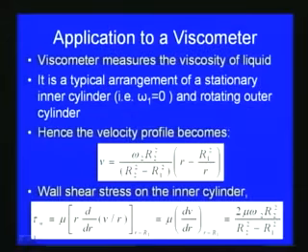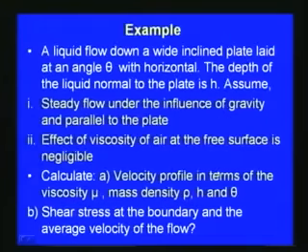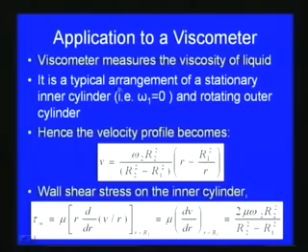Here is how we apply this solution to a viscometer. A viscometer measures the viscosity of a liquid. The next slide shows a schematic sketch of the viscometer. Here it is a typical arrangement of a stationary inner cylinder, so we can assume the angular velocity ω1 is equal to 0, and a rotating outer cylinder.